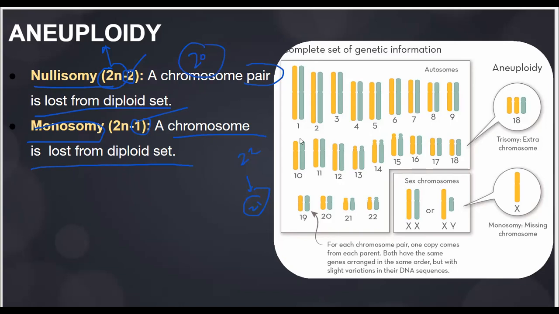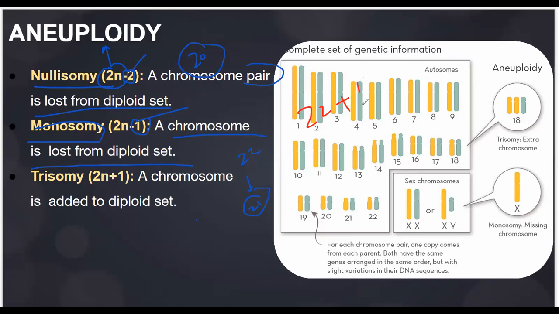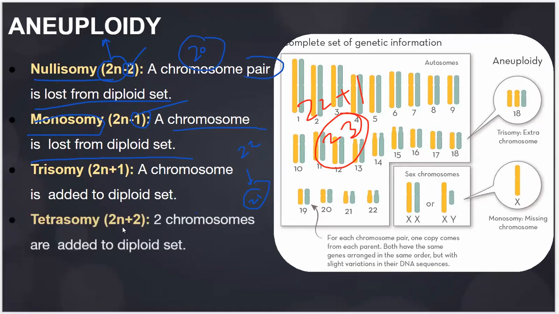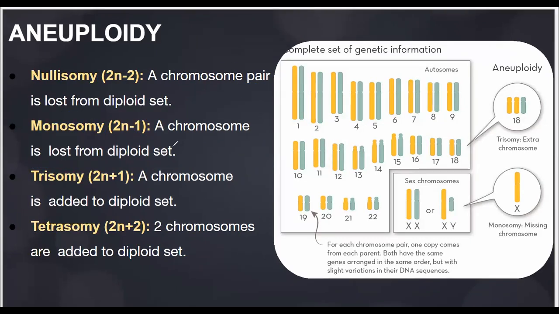Then trisomy, plus 1. A chromosome is added to the diploid set. So normal is 22. You do plus 1, so what becomes 23? So this is abnormal. Normal is 22 pairs of autosomes, but in trisomy, 1 chromosome will be extra. Tetrasomy is plus 2. So 2 chromosomes are added. So this will become 24 for tetrasomy, 2n plus 2. These are the terminologies that you need to know by heart: nullisomy, monosomy, trisomy, and tetrasomy. The first two are deletion, loss of a chromosome, and the latter two are addition of chromosomes.